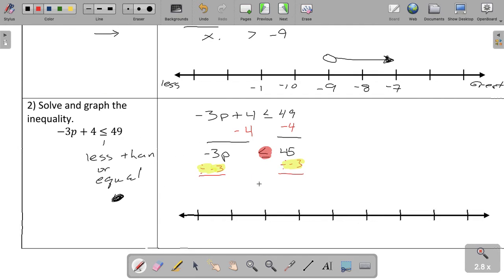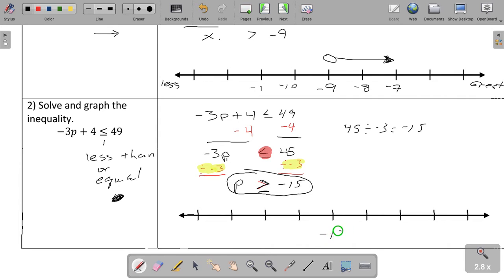My arrow is now going to become greater than or equal to, let me change pen colors here. It's going to become greater than or equal to, because we divided by a negative 3. P is greater than or equal to 45 divided by negative 3 equals negative 15, so it's negative 15. That's my answer. P is greater than or equal to negative 15.